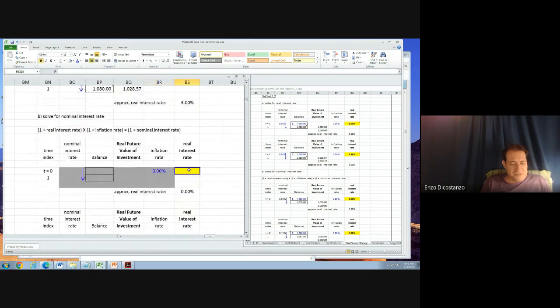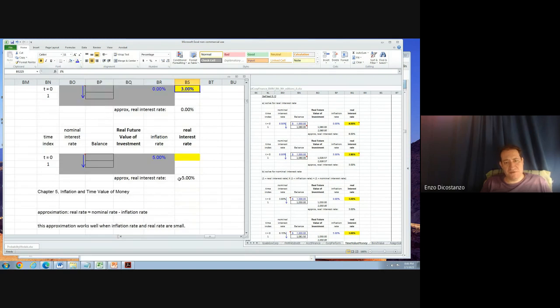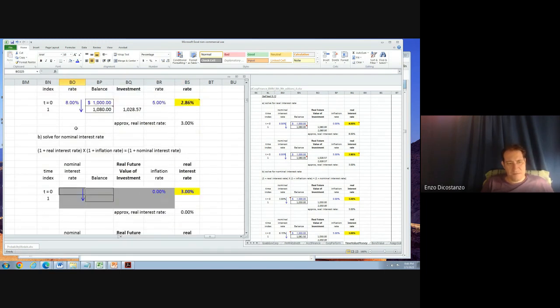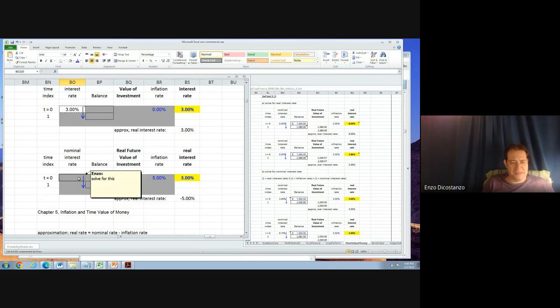So now the inputs are 3%. And actually these should be blue. All right, and this should be, because what you're doing is you're backing out the nominal rate. So the nominal would be equal to 1 plus the real times 1 plus the inflation, and then subtract 1. And I'm just going to copy and paste that down here.